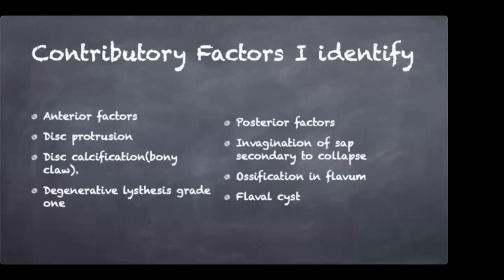Now, what are the contributory factors in foraminal stenosis that I identify? I identify that the anterior factors are the disc protrusion, a disc calcification, a degenerative grade listhesis of one. Posterior factors are the marginal invagination of the SAP secondary to a collapse, clumps of ossification within the flavum, and a flaval cyst.